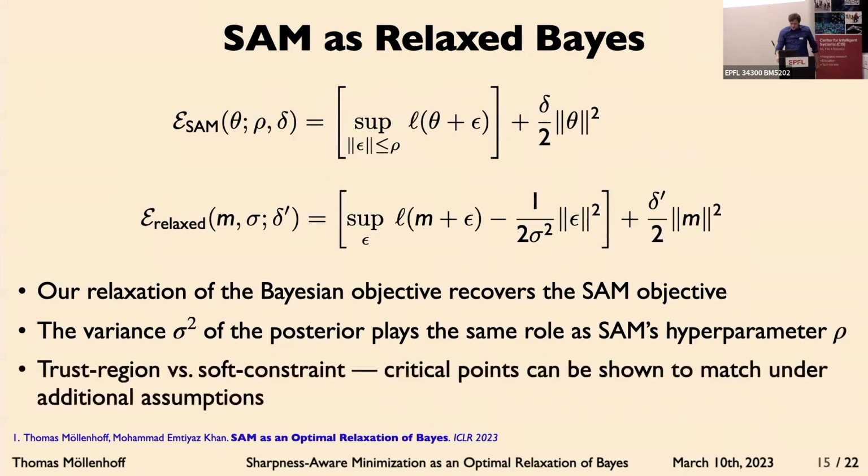The only difference is that in our convex relaxation of the Bayesian objective, we get a soft penalization on the epsilon, whereas the SAM people decided to use a trust region constraint. But it's well known in optimization that for trust regions and soft constraints, there's an equivalence under some assumptions. But this gives a very nice interpretation of the rho parameter, and the Bayesian framework now offers us the possibility to also learn this parameter through the Bayesian objective.